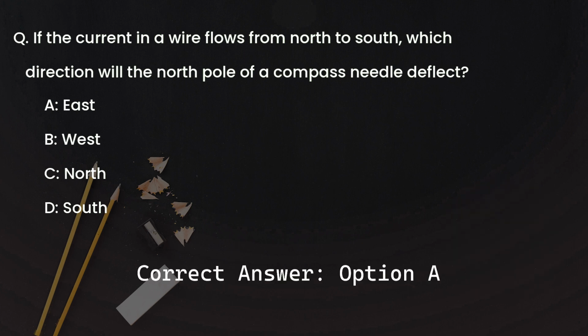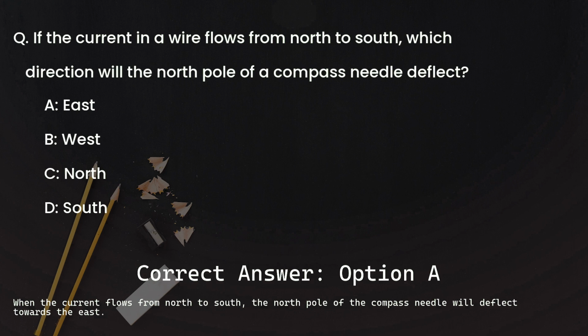The correct answer is option A, which is east. When the current flows from north to south, the north pole of the compass needle will deflect towards the east.